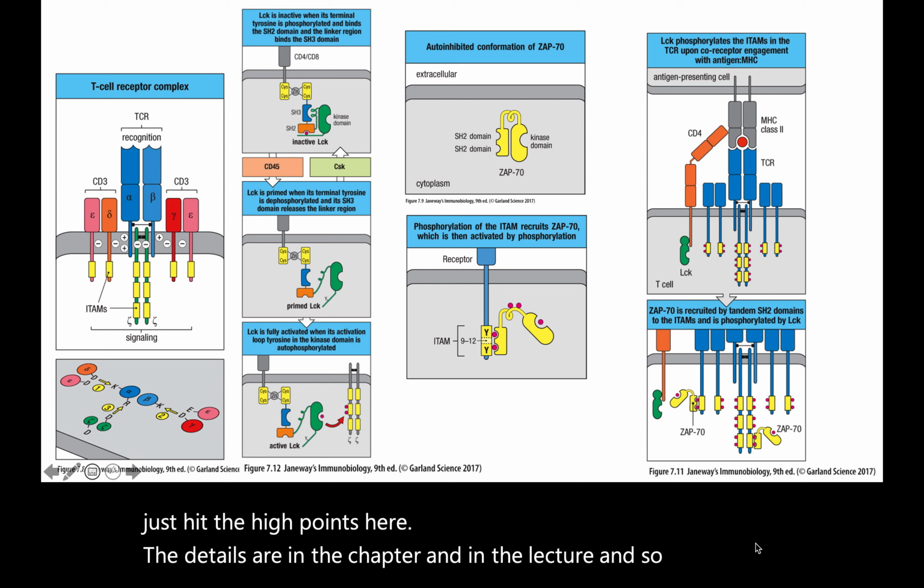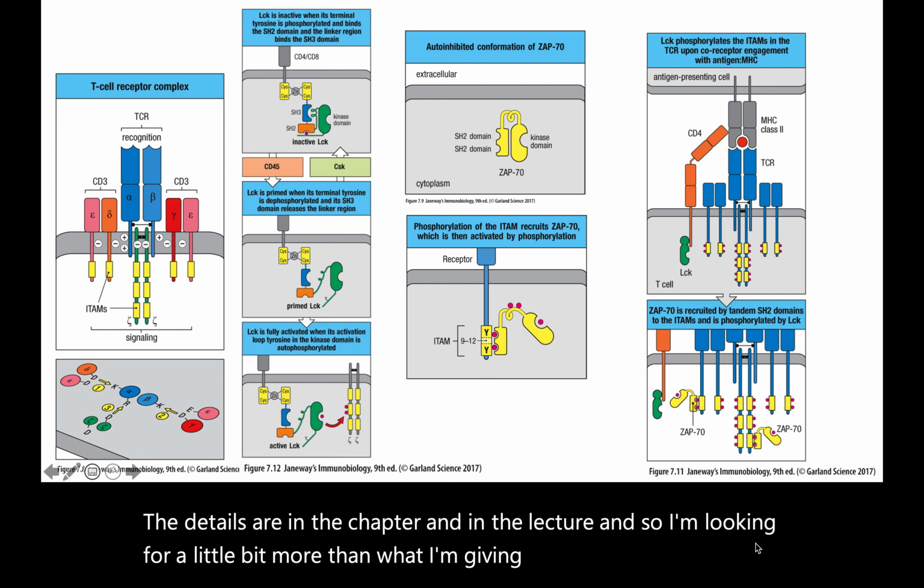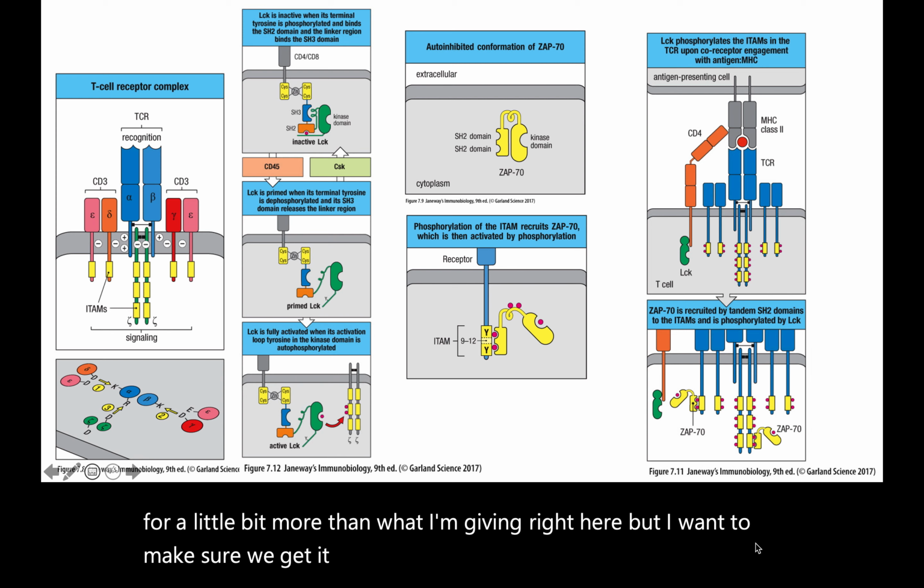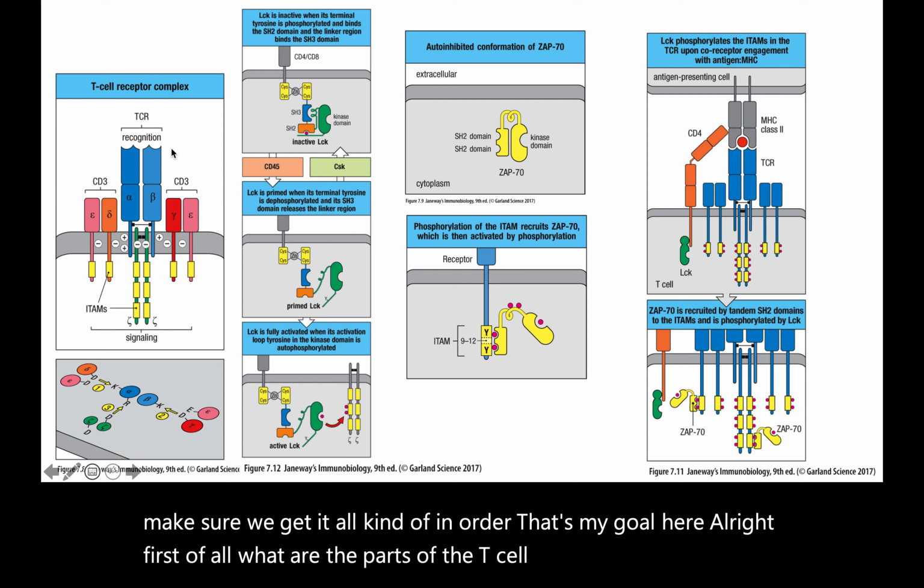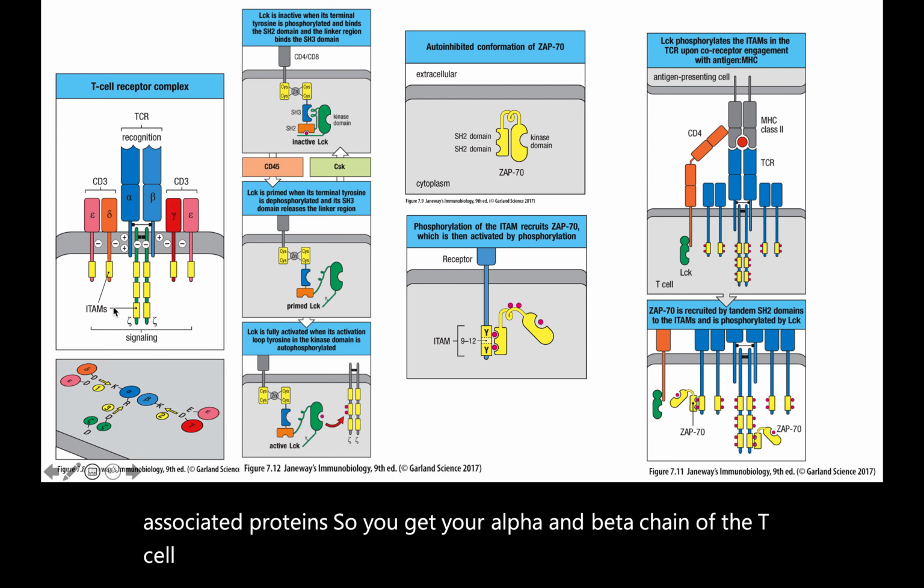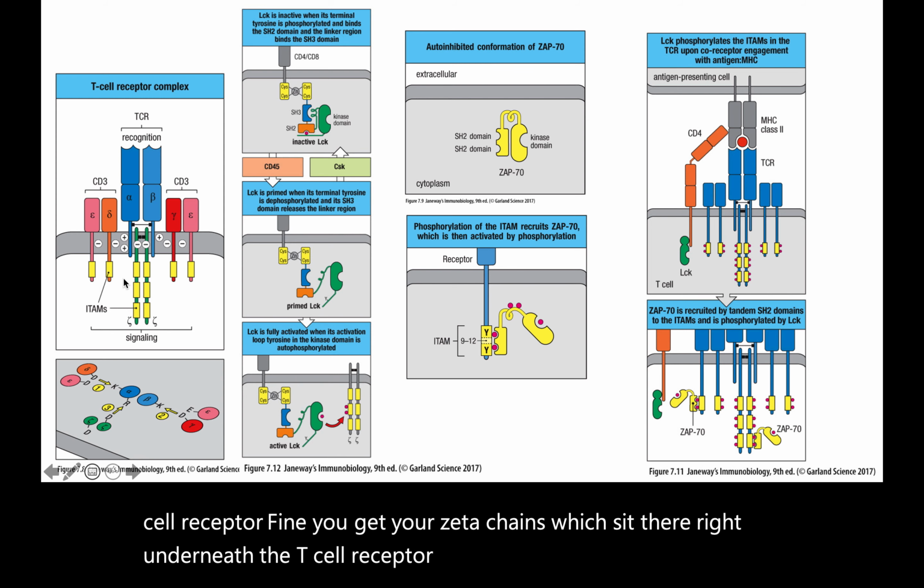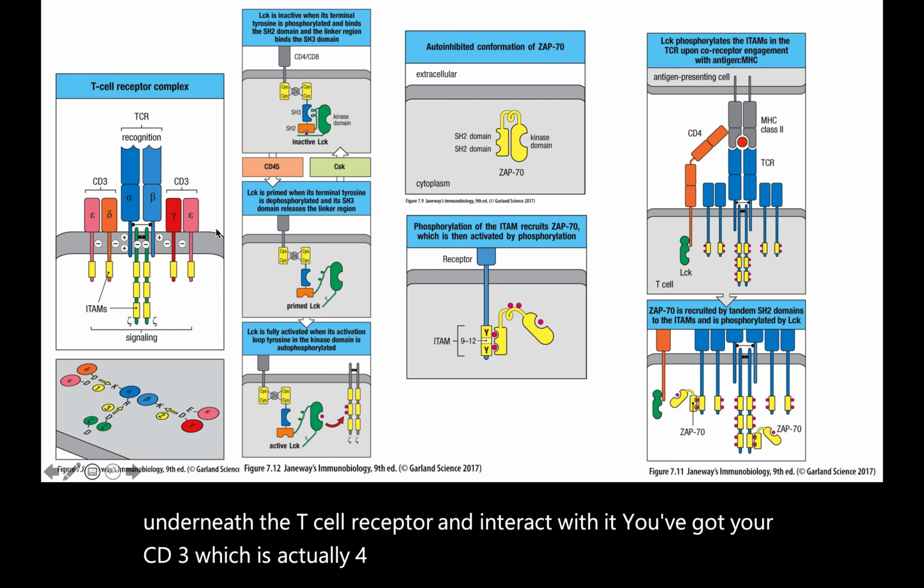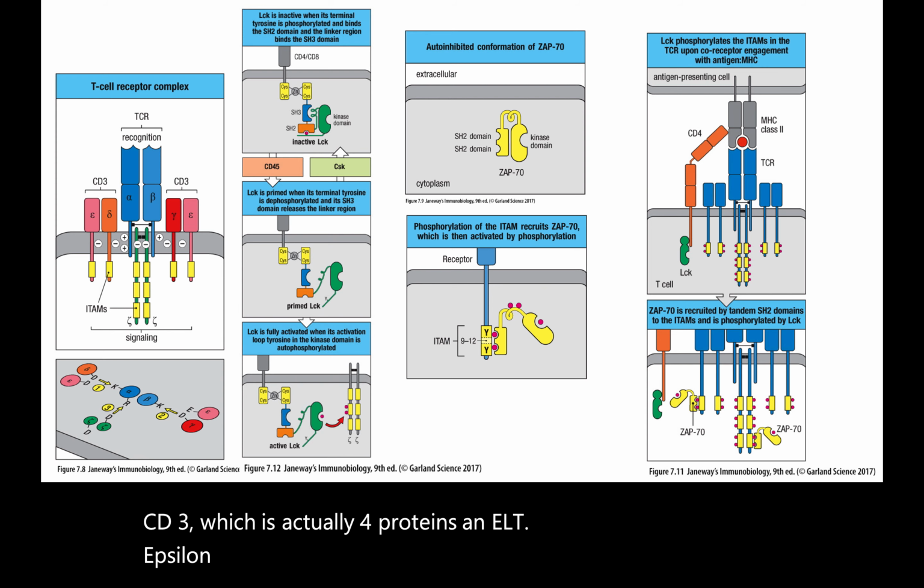I'm looking for a little bit more than what I'm giving right here, but I want to make sure that we get it all in order. That's my goal here. All right, first of all, what are the parts of the T cell receptor and its associated proteins? So you've got your alpha and beta chain of the T cell receptor, fine. You've got your zeta chains, which sit right underneath the T cell receptor and interact with it. You've got your CD3, which is actually four proteins, an epsilon and a delta, and a gamma and an epsilon.